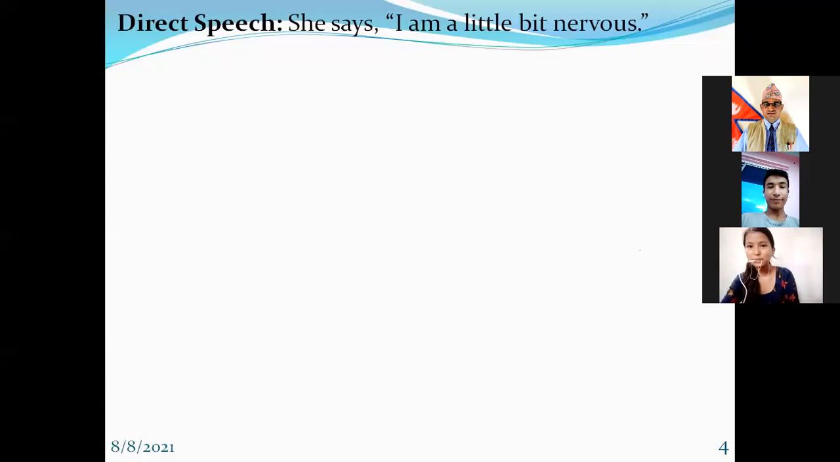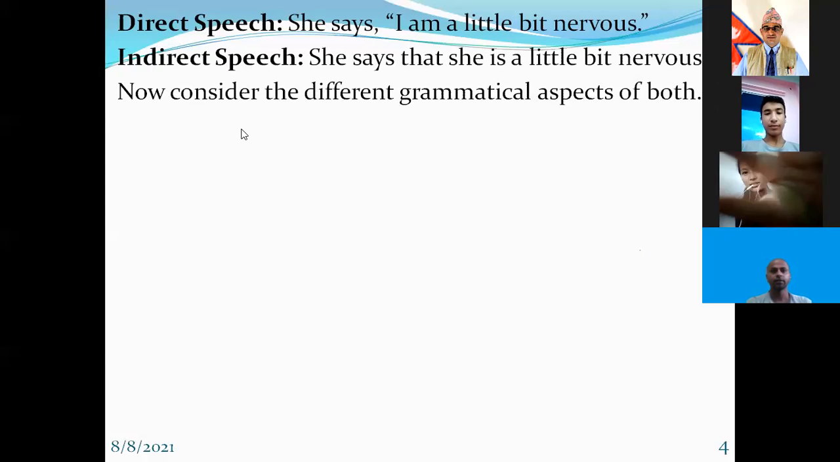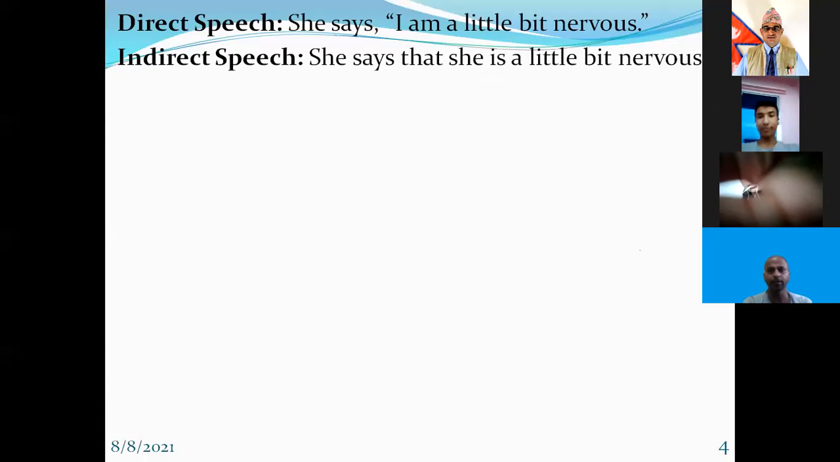She says that she is a little bit nervous. Very good. Sir, we can write like that: She tells that she is a little bit nervous. No.